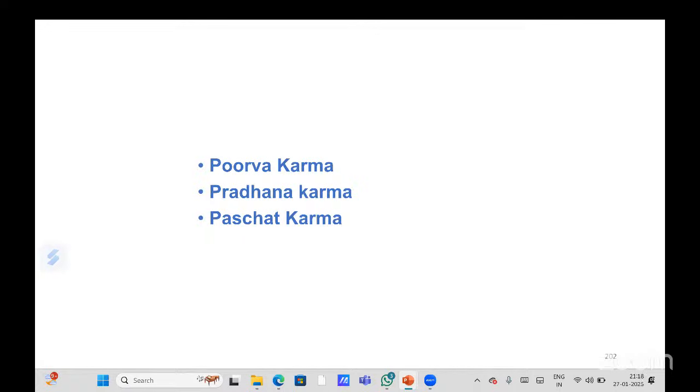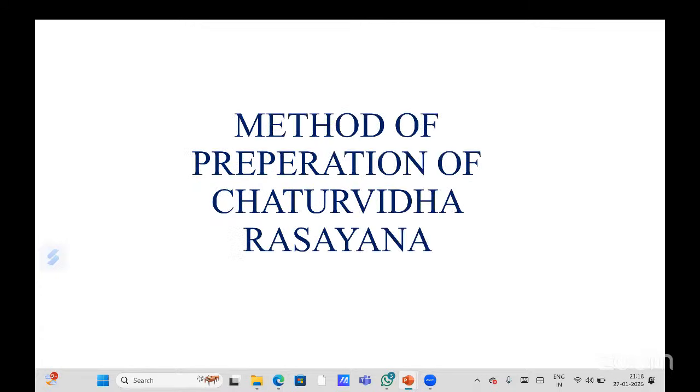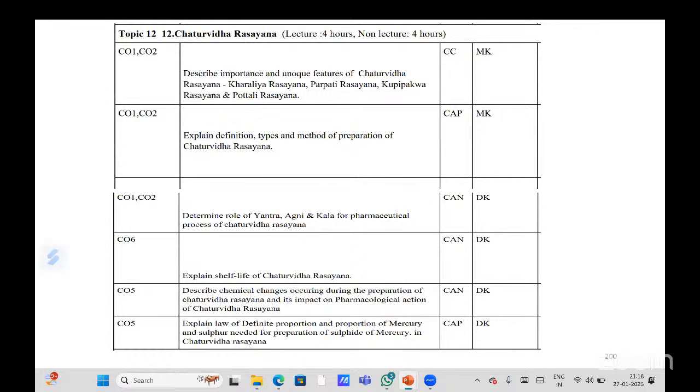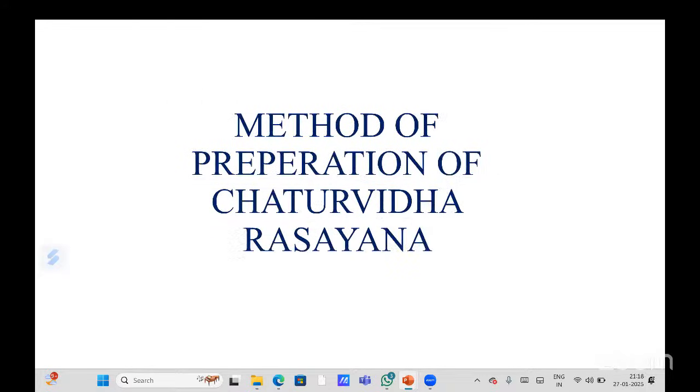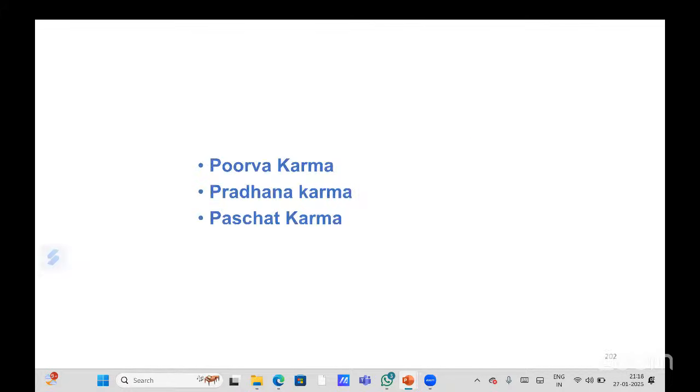Okay. So in relation with syllabus point number 12, Chaturvidya Rasayana, they may ask a long essay here with an example. Earlier I told that they may ask, describe the Khalviya Rasayana with an example of Swasakuthara Rasa, or describe the Parpati Kalpana with an example of Rasa Parpati, like that. So here for individual Kalpana, you have to write the Purva Karma, Pradhana Karma, and Paschat Karma.